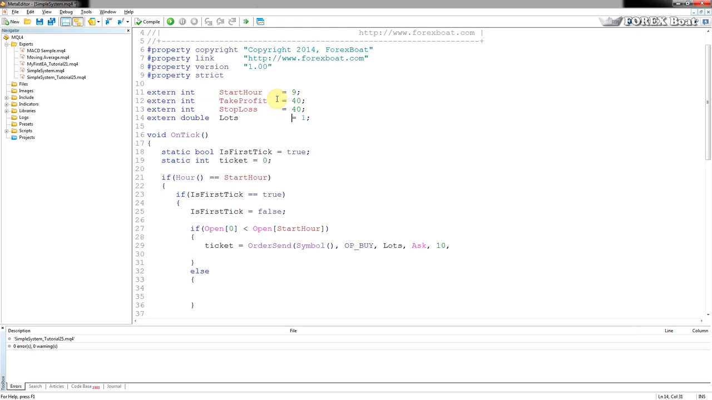Okay, that looks better. All right, so start hours 9, take profit 40, lots 1, and here we will use those take profit and stop loss. And as you recall, we always do a calculation: stop loss, bid minus stop loss times point, and bid plus take profit times point.